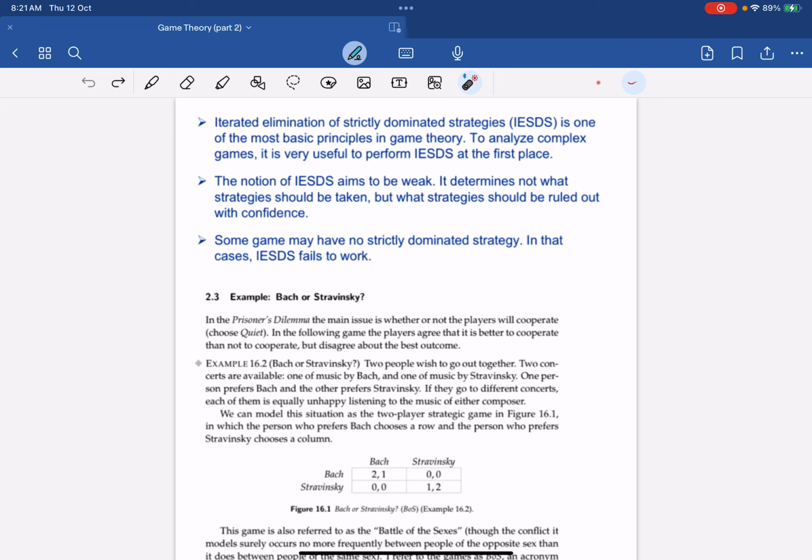So iterated elimination is one of the basic principles, and it can be useful to analyze games. But it only determines what strategies should be ruled out, not what strategy should be taken. So you can only cancel strategies because you know they are strictly dominated, but you cannot choose strategies.